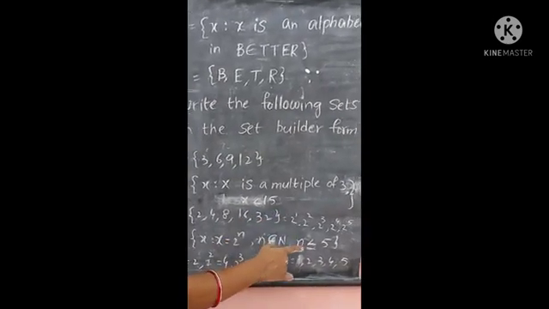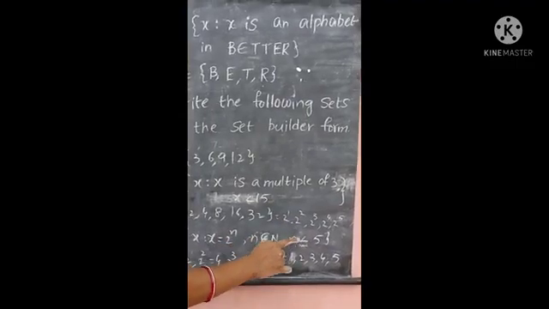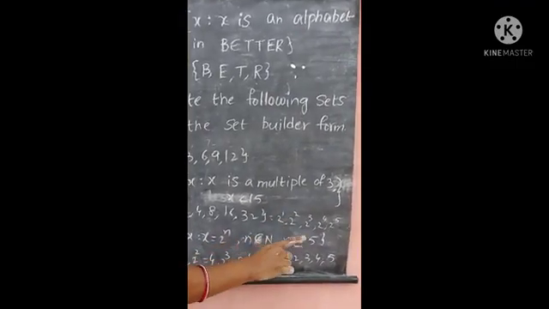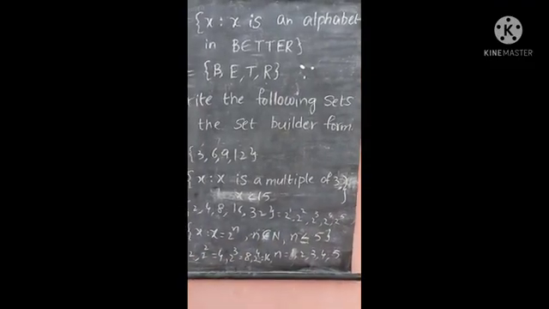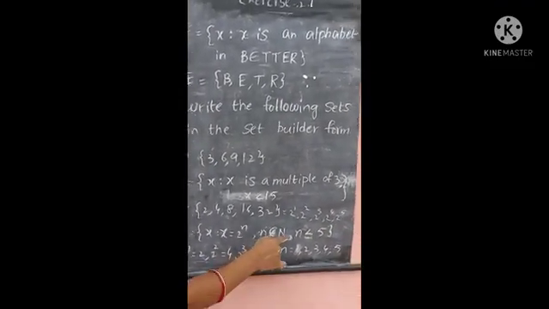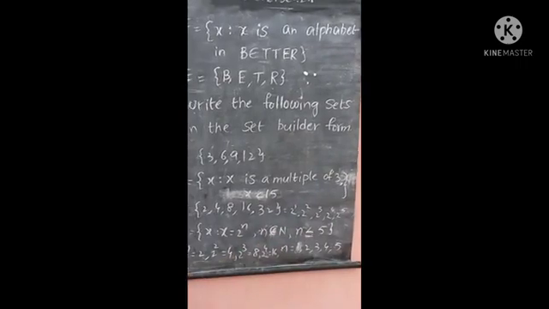Here 1 is less than 5, 2 is also less than 5, 3 is also less than 5, 4 is also less than 5, and 5 is equals to 5. So we have to write the condition: n is less than or equals to 5.